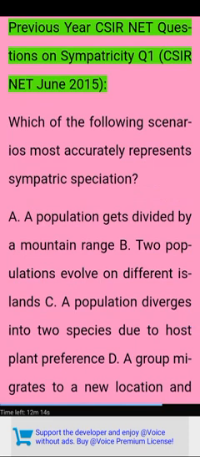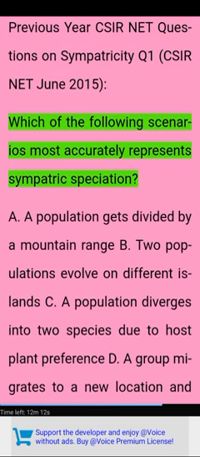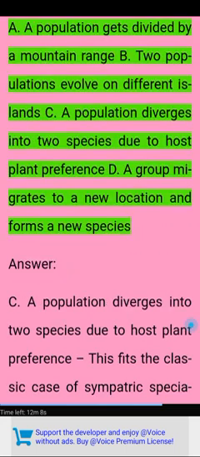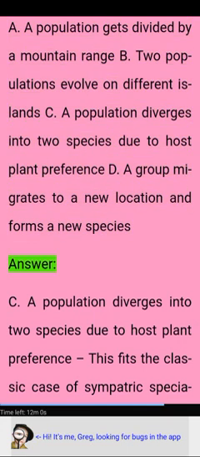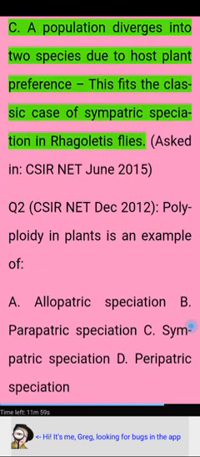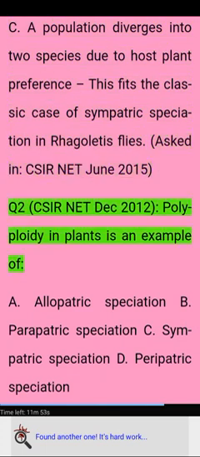Previous year CSIR-NET questions on sympatricity. Q1, CSIR-NET June 2015. Which of the following scenarios most accurately represents sympatric speciation? A, a population gets divided by a mountain range. B, two populations evolve on different islands. C, a population diverges into two species due to host plant preference. D, a group migrates to a new location and forms a new species. Answer: C, a population diverges into two species due to host plant preference. This fits the classic case of sympatric speciation in Rhagoletis flies. Asked in CSIR-NET June 2015.